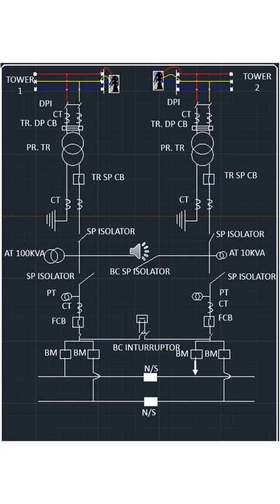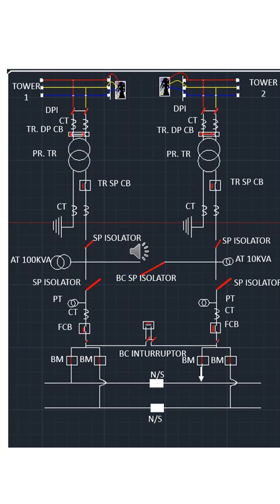Okay friends, in the next slide I'll show which portion is movable. You see it. In this system, the closing operation has been shown in the red color. That means it can be closed. This isolator can be closed. The circuit breaker can be closed. This interrupter can be closed. This breaker for main or interrupter can be closed.